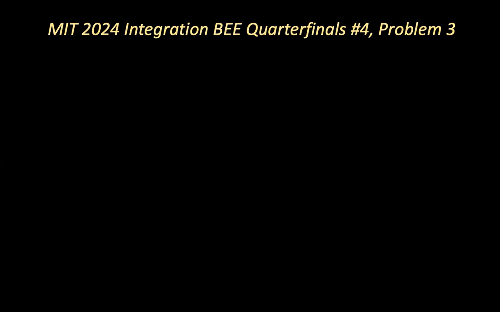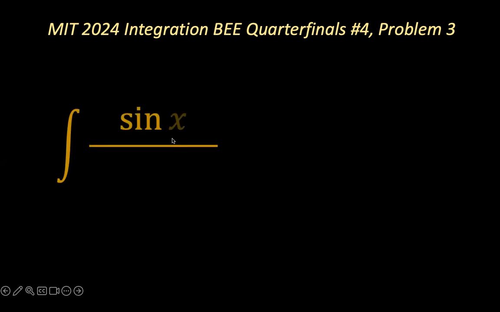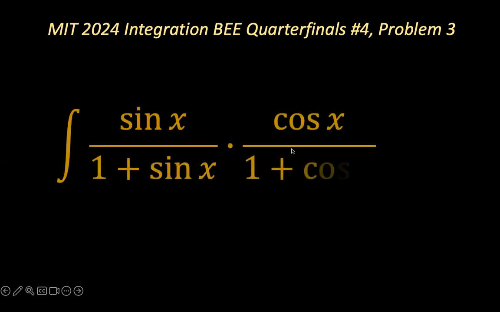Here at Everyday Mathematics, we always say, we do enjoy solving the harder problems, but also we do see and appreciate the beauty in the simpler problems. Today's problem comes from the MIT 2024 Integration Bee Quarterfinals number 4, and problem number 3 is what we'll be focusing on today, which is the indefinite integral of sine x over 1 plus sine x times cosine x over 1 plus cosine x. So this is an interesting problem.